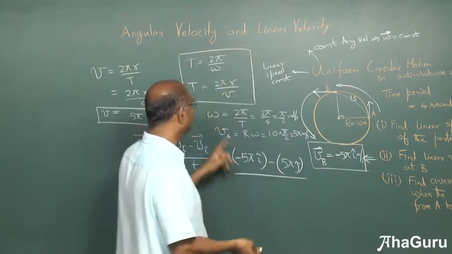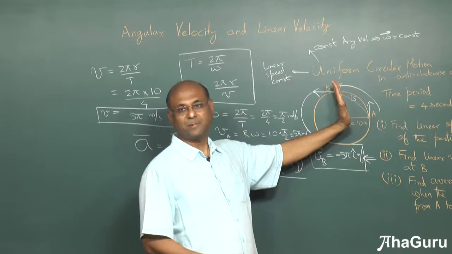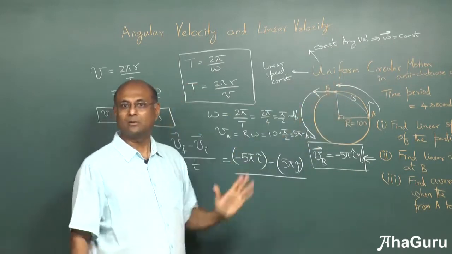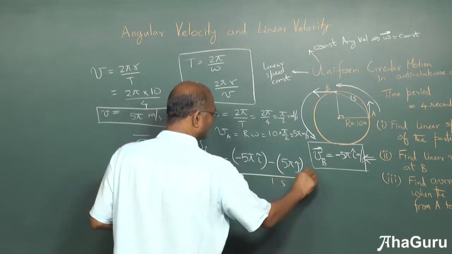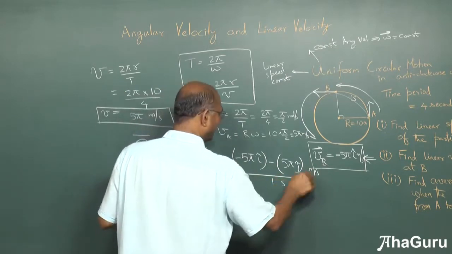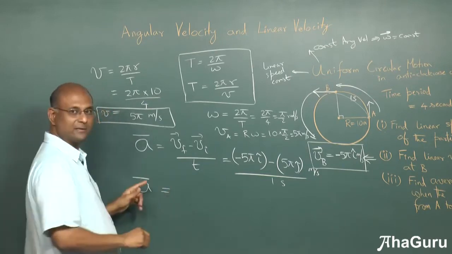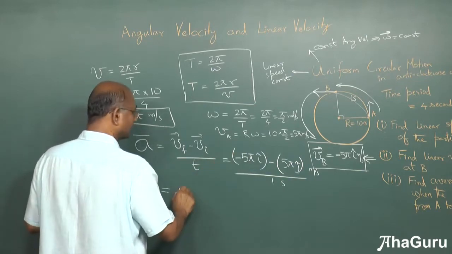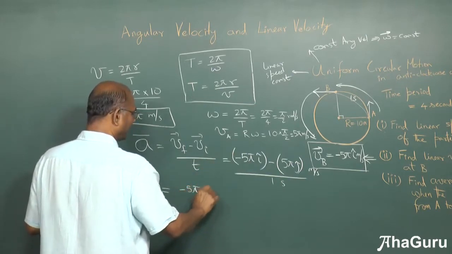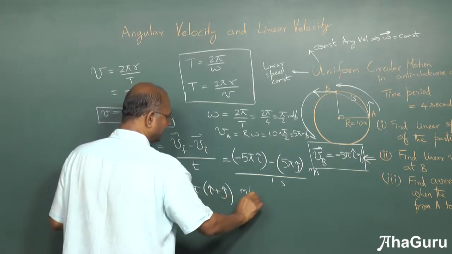We can also do this by saying omega is pi by 2. The angle it has turned by is pi by 2. So pi by 2 by pi by 2, the time it's going to take is 1 second. So this is just simply 1 second. So many meters per second by second. So the average acceleration vector, I'm not writing the vector symbol, is minus 5 pi into i plus j meters per second square.